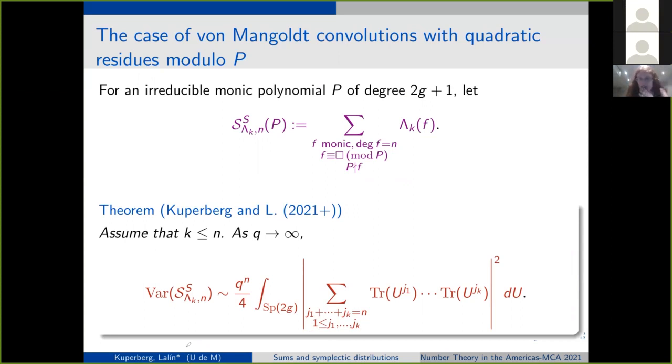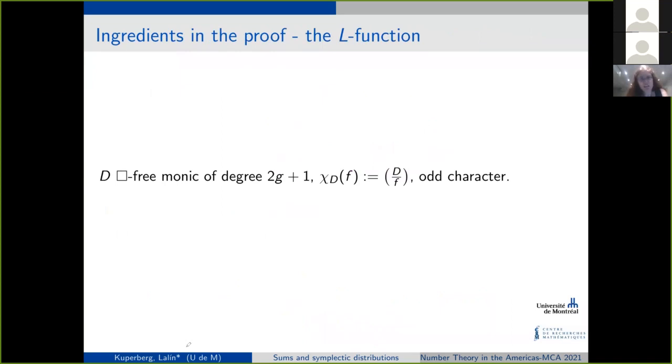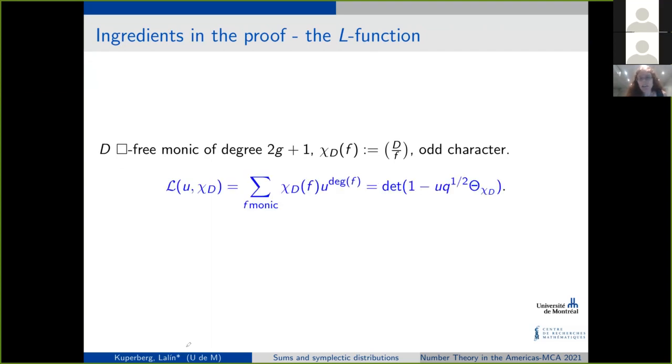And so how does it work? I'm going to talk a little bit more in general about quadratic characters in function fields. If I take D, a square-free monic polynomial of degree 2g plus 1, we can define the quadratic character mod D. It's going to be an odd character, and what we mean by odd is that it is non-trivial over the constants.